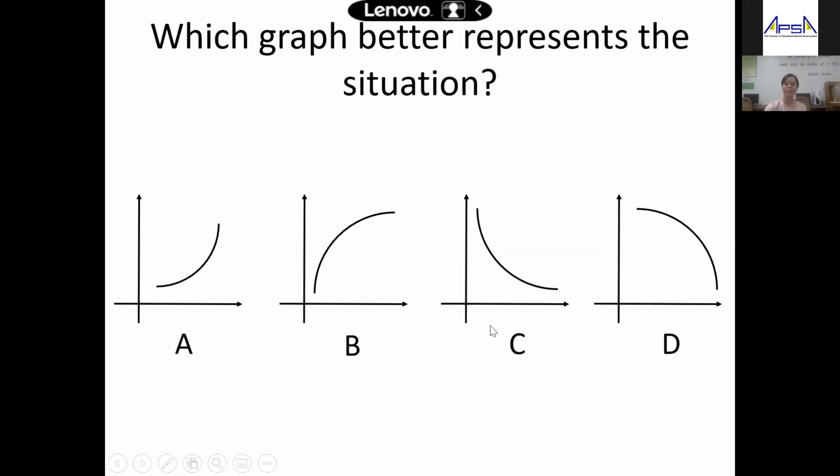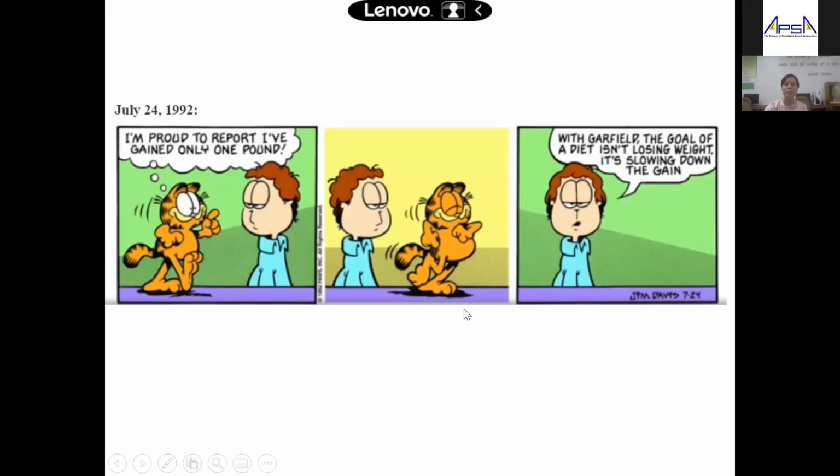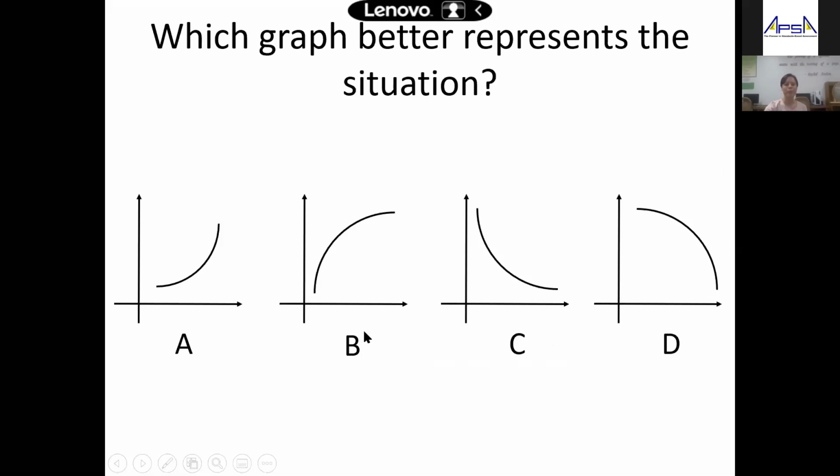We eliminate C and D. Garfield cannot lose weight. So we eliminate C and D. So let's look at A and B. What is his goal? Okay? What does it say here? Slow down the gain. So just slow down the gaining. So it's this one, because normally, his gain rises steeply. But now, slow down the gain.